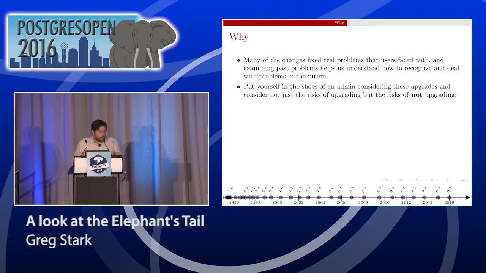And the underlying theme, the sort of hidden agenda in this talk, is to understand that the thing that really drives development over that time and in the future is the problems that users have. Almost all of these features, almost all of these optimizations are driven by complaints from real users.